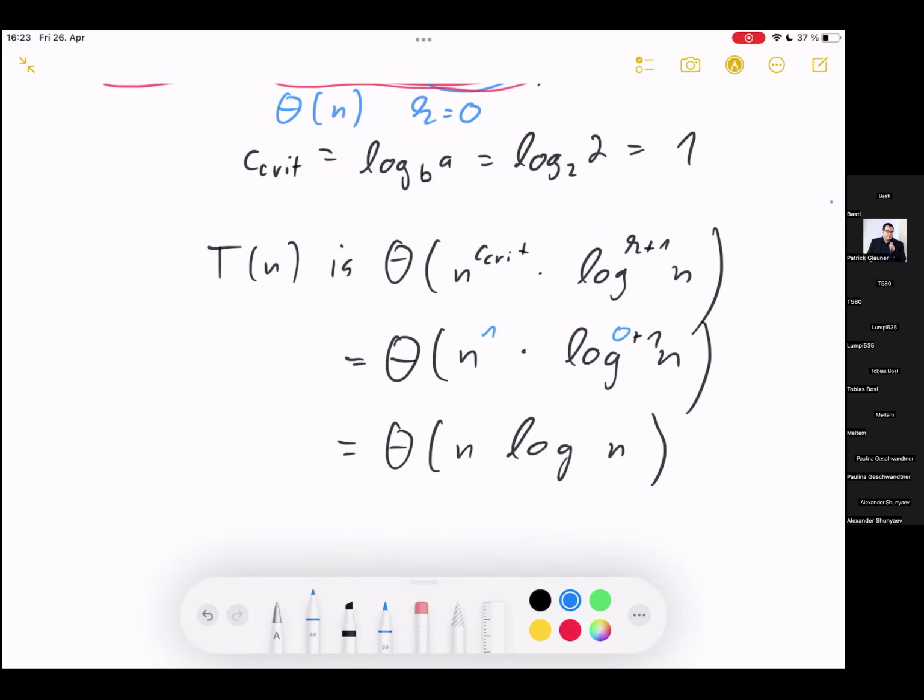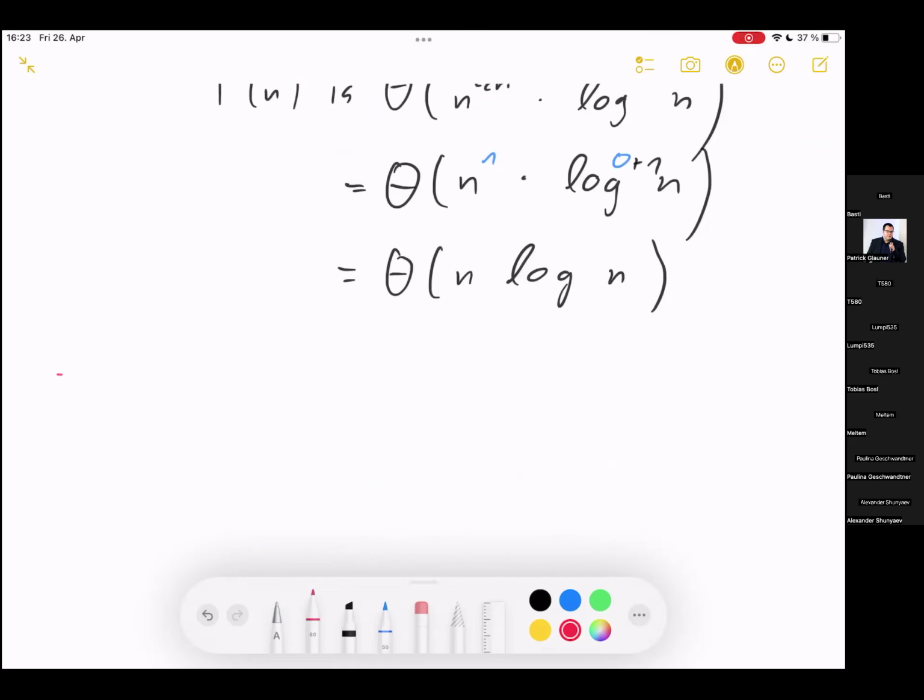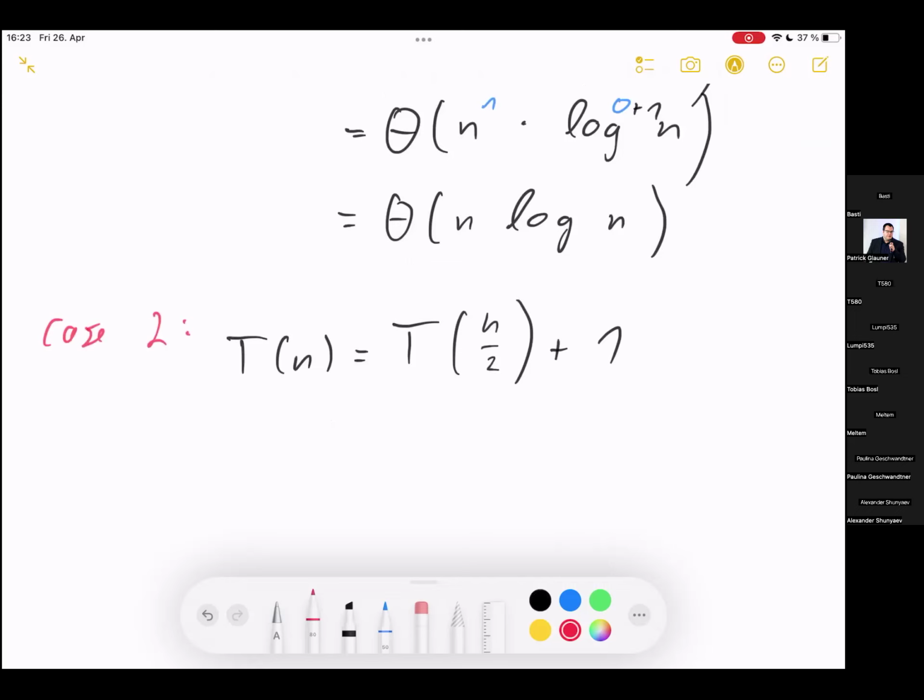We can look at case 2 for another example. So again, case 2. The recurrence relation is T of n equals T of n half plus 1. This is the recurrence relation we saw when we looked into binary search. Again, we can investigate it. We see A is 1 because we could just write 1 times in front of here. Our B is 2, and our f of n is just 1.